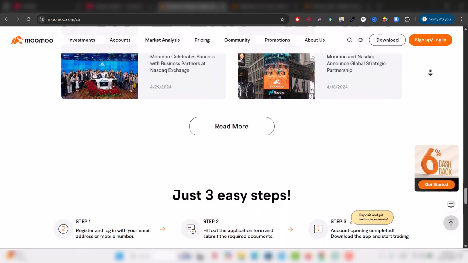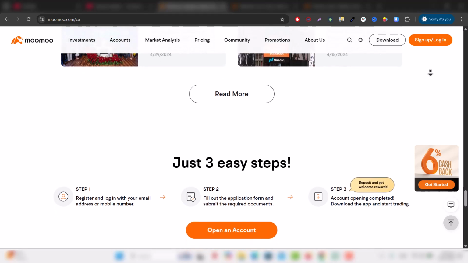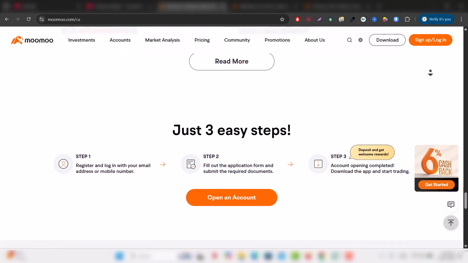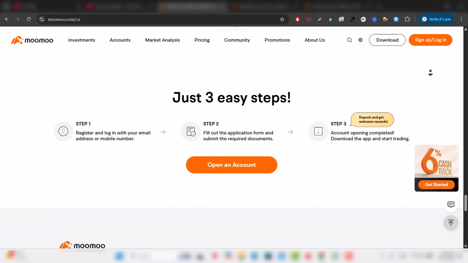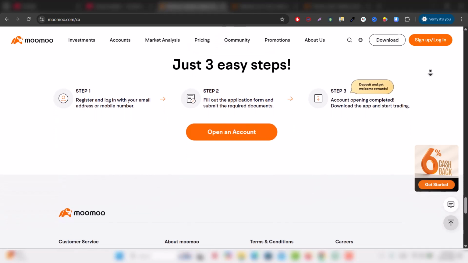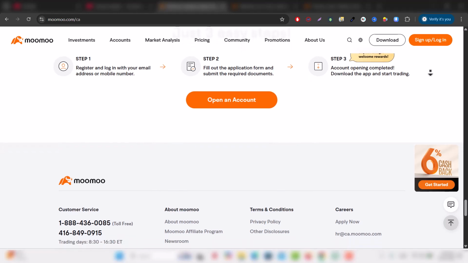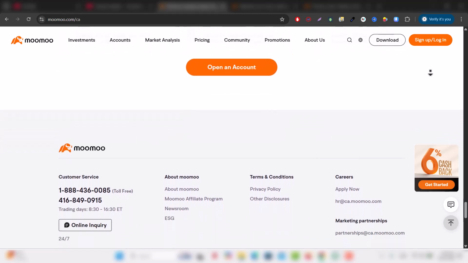My verdict is that MooMoo Canada is a highly capable and modern broker that offers an excellent balance of cost and functionality for many Canadian investors. It's not perfect, but for active traders or serious beginners who care about analysis and tools, it's absolutely worth considering.